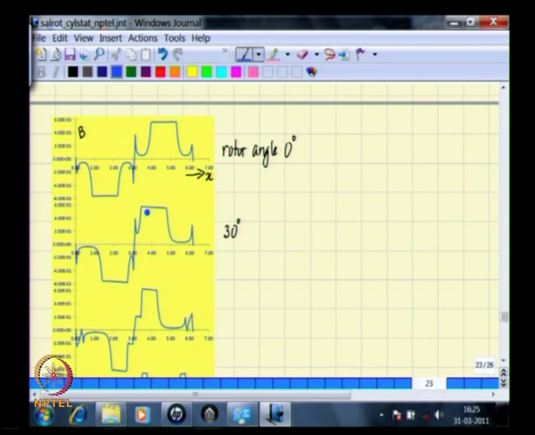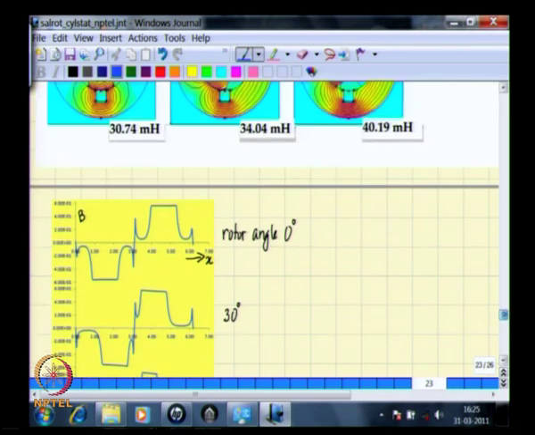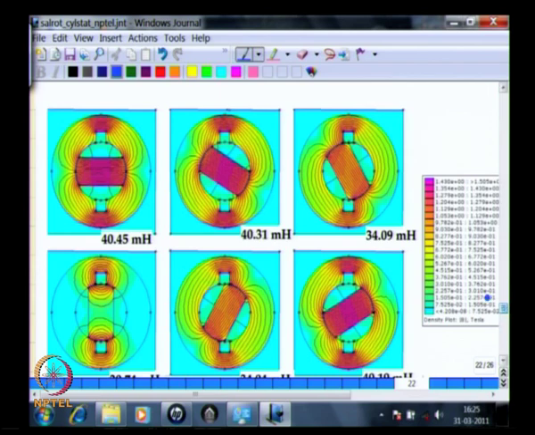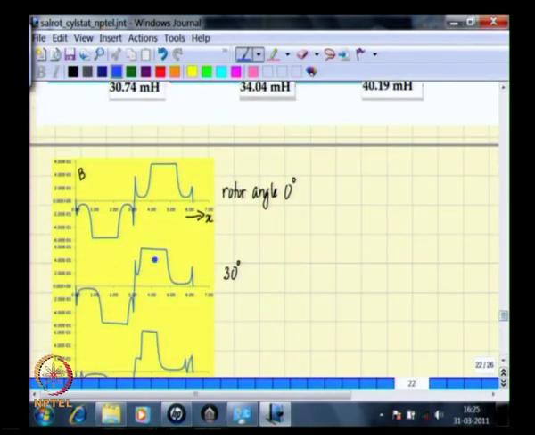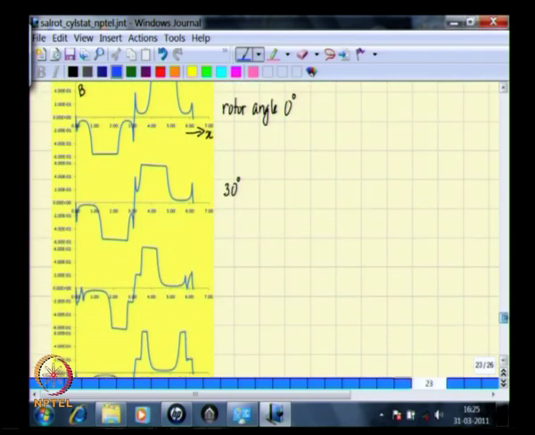The rotor has moved such that the rotor pole faces are moving towards this end, and wherever the pole face is encountered, those regions have high flux density. Wherever the other regions of the rotor are, the interpolar regions, so to say, they have low flux densities here. As the rotor rotates further, this plot is drawn for 60 degrees of the rotor angle.